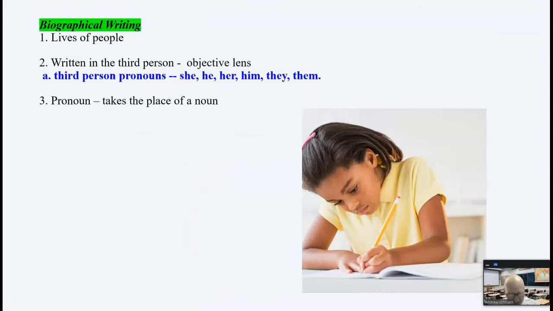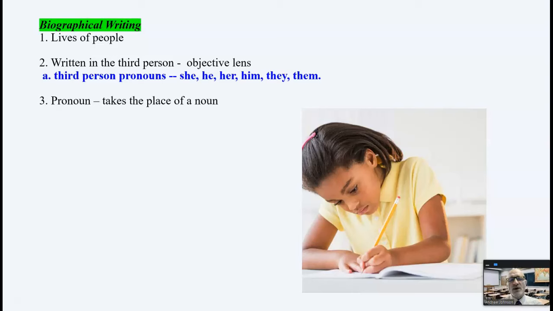But the first one is biographical writing. This involves the lives of real people: personal narratives, single events, writers, biographies, and that involves the writing of real people. A biography is written in the third person through an objective lens, usually.